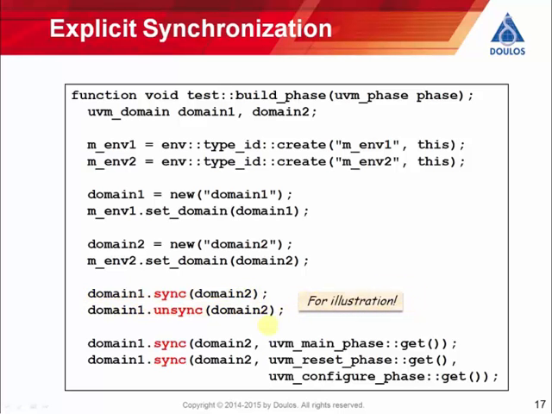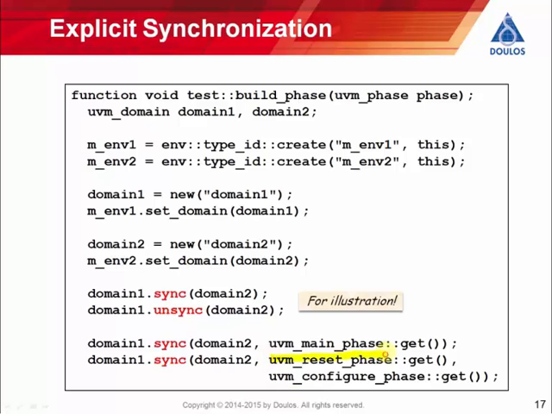More meaningfully, we could synchronize specific phases across our domains. So here we're saying domain1.sync(domain2, uvm_main_phase). So this line is synchronizing just the main phase across domain1 and domain2, leaving all the other runtime phases unsynchronized. Or we can synchronize different phases across the two domains.